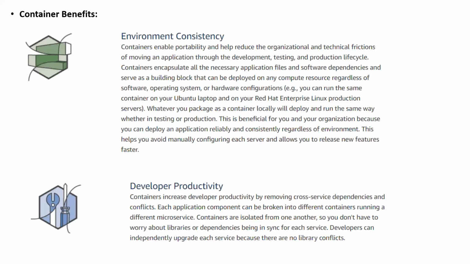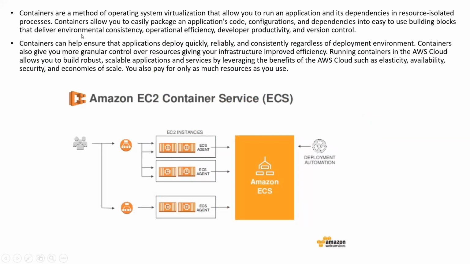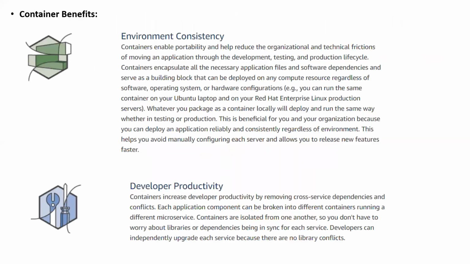Good. So as I told you, these are the characteristics: environmental consistency, operational efficiency, developer productivity, and version control. These four are the key attributes of your container services on AWS. We'll see more on these benefits in depth. So what is this environment consistency?